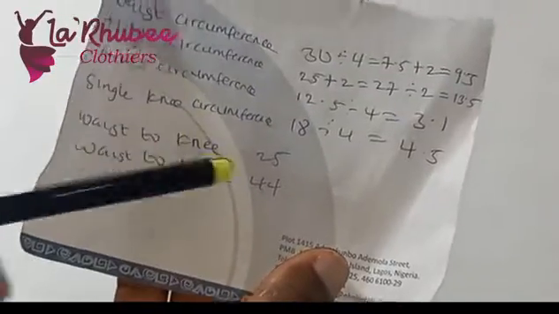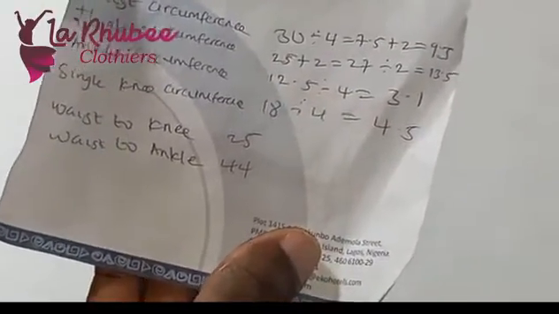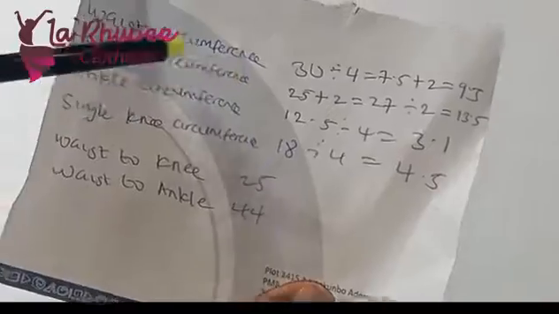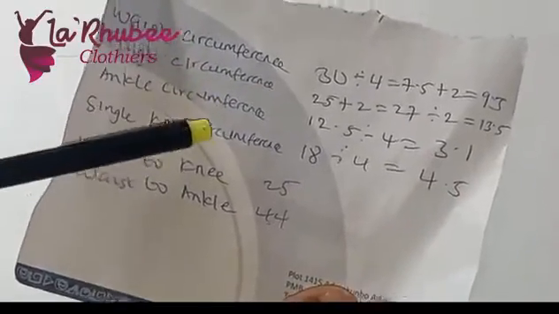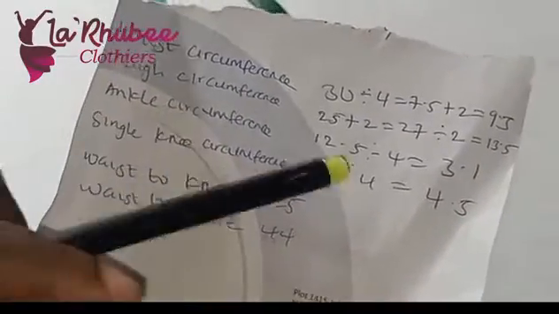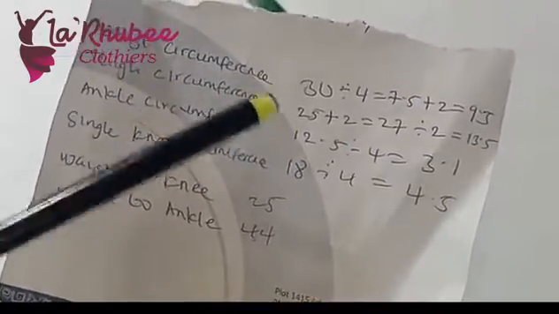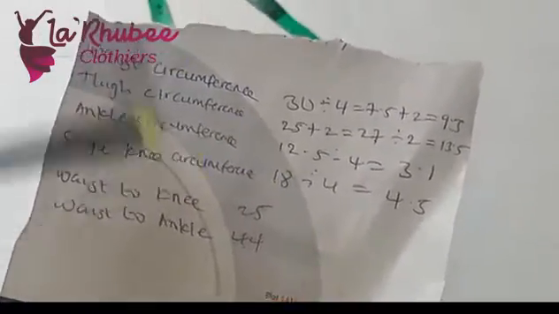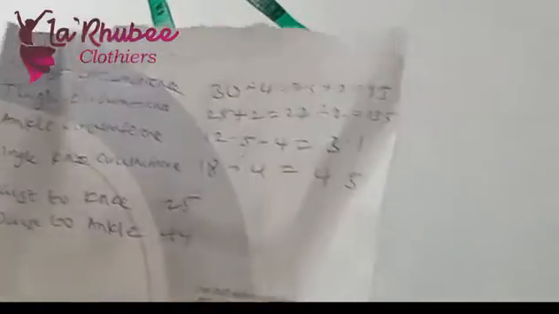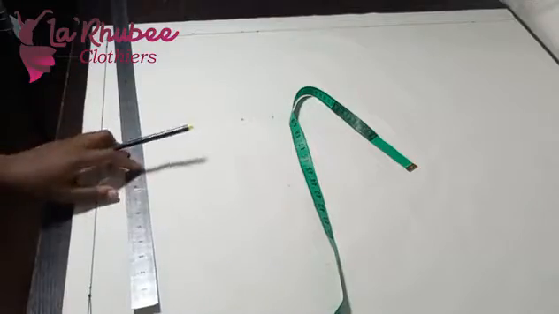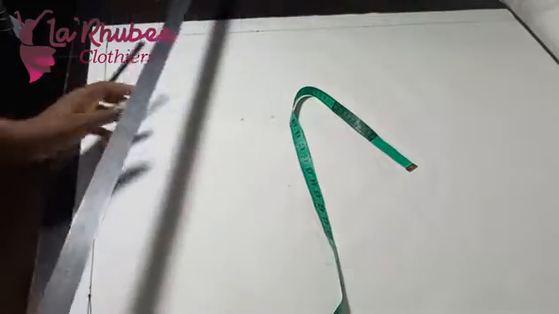Then you need your waist to knee, waist to ankle. So every measurement, you are dividing your waist circumference, your ankle circumference, your single knee circumference by 4. The only thing you're not dividing by 4 is your thigh. You add 2 and then you divide it by 2. So this is what we'll be needing to draft our pants.